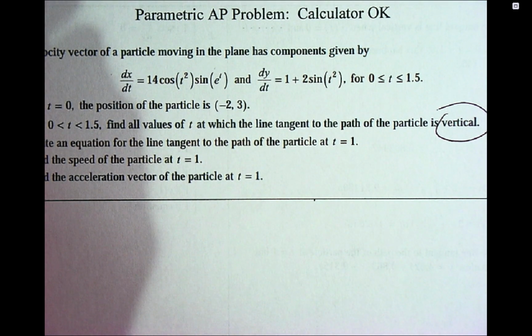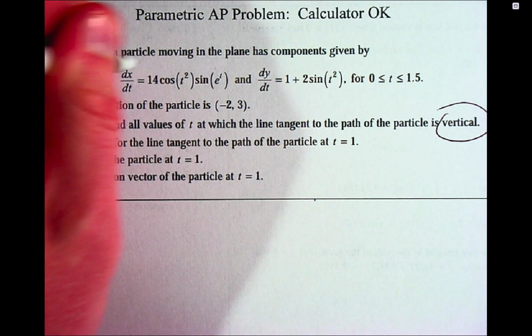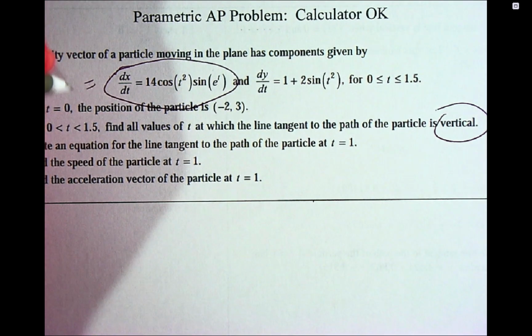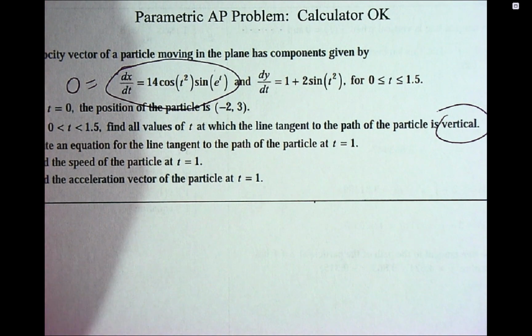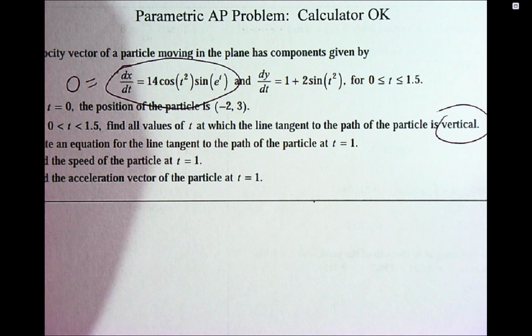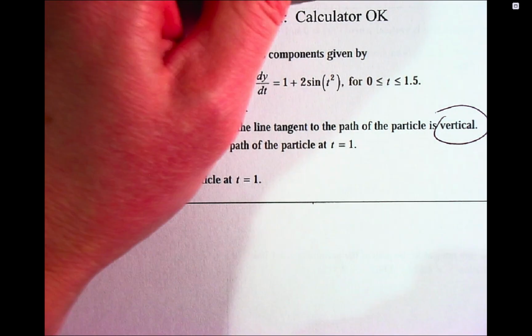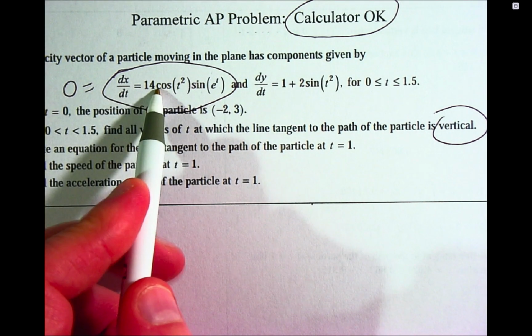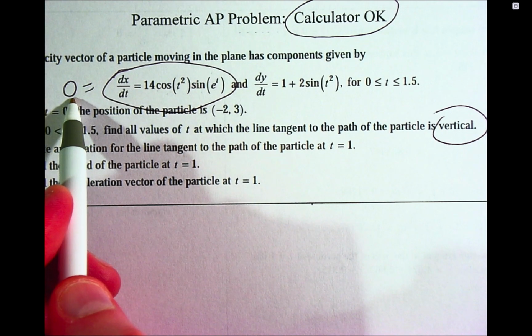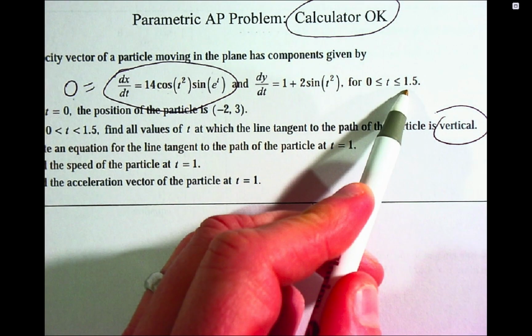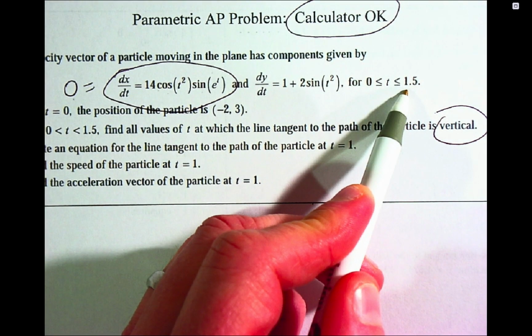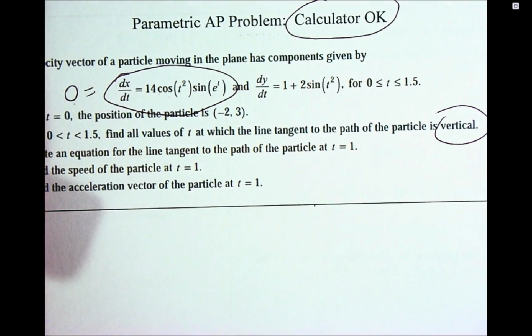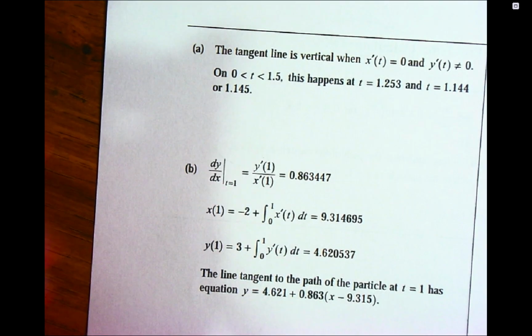Slope is dy/dt over dx/dt. And so the slope will be undefined, and the tangent line will be vertical, when dx/dt equals 0. And of course, this is a calculator-OK question. We see trig functions here, so we realize this probably has infinitely many answers. We're only interested in the times between 0 and 1.5, so we're going to probably do it graphically.